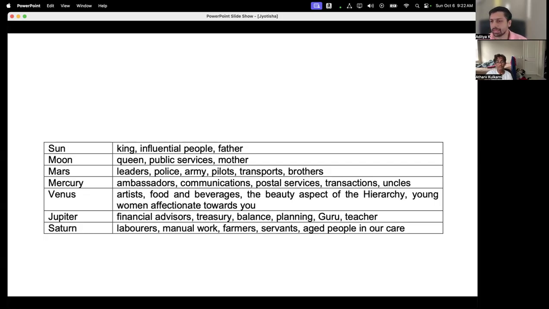Jupiter, cash, very simply. So anything to do with money, finance, with the guru, basically the higher principles in life. That's why money is so important. In Sanatan Dharma, money or finance is also a form of Shakti. That is why we never disrespect money.